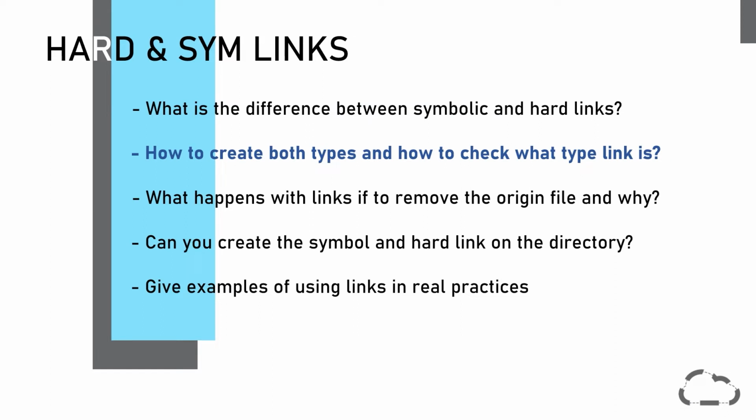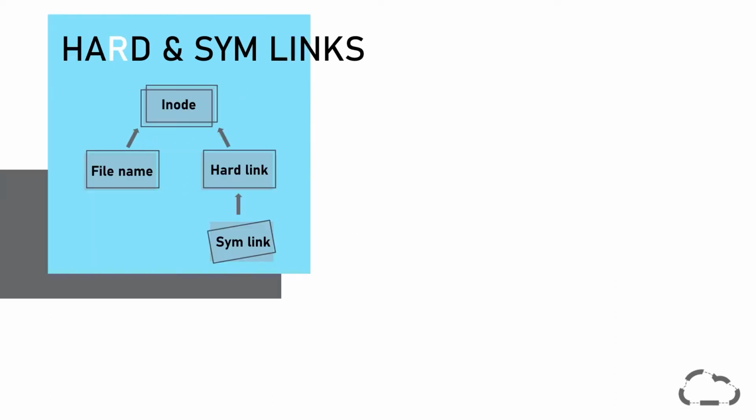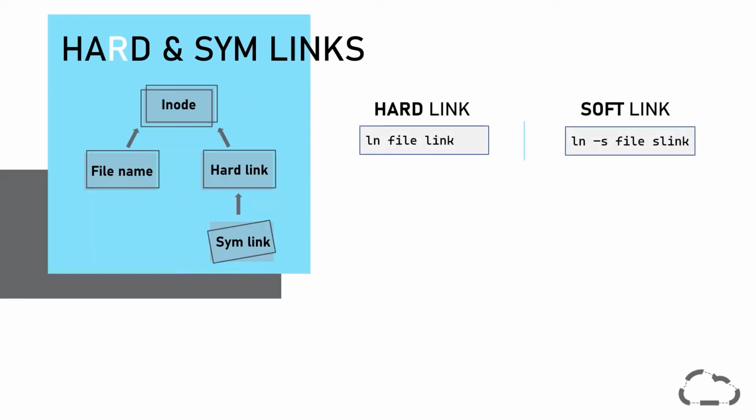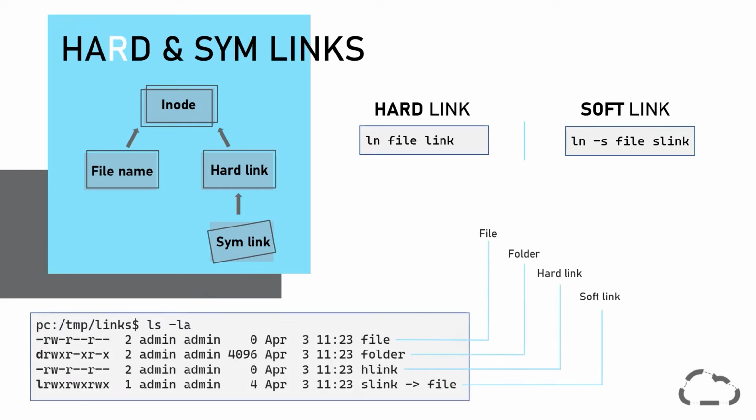How to create and check them? This is very easy. For a hard link use the ln command. For a symlink use the same ln command but with the s option. And the simplest way to check them is to use the ls command and look at the type of the file. If the first character of the file's metadata is a dash, it means a regular file or hard link. If it is l, it means a soft link, and if d, it's a directory.